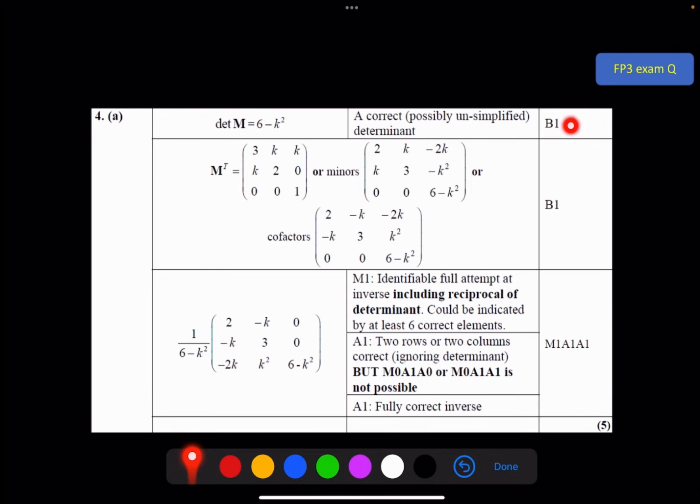You can see here you get a mark for getting the determinant of M correct. You then get a mark for starting the process that we did in the previous video. It would be the matrix of minors that you do first. Then you get a method mark for having a full process to get to something that looks like this, including this bit. An answer mark for getting it mostly correct, and a second answer mark for getting it fully correct.